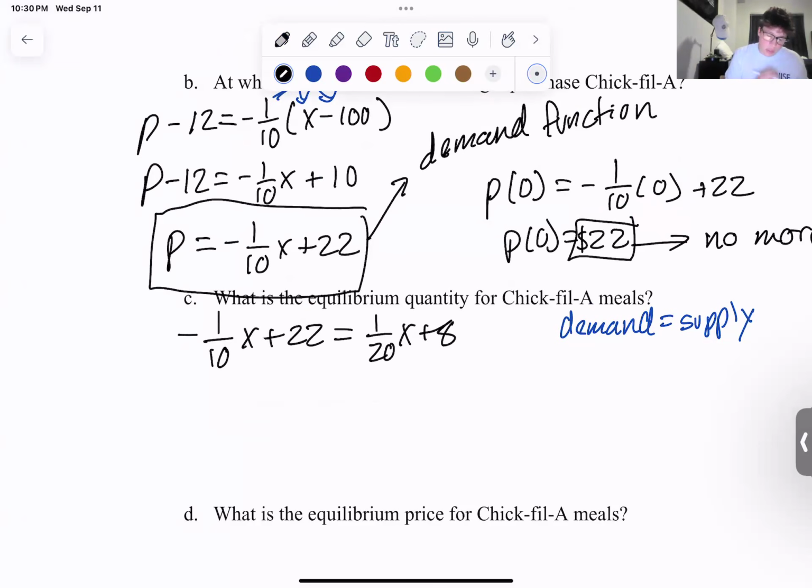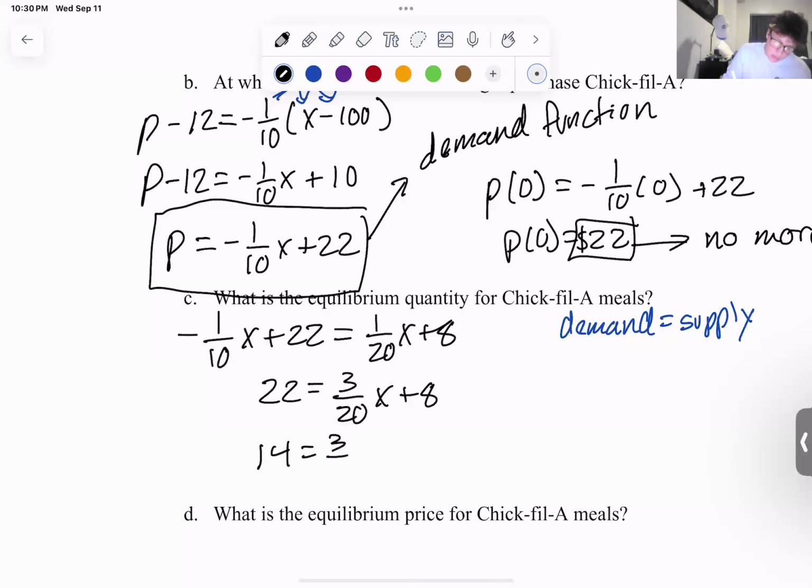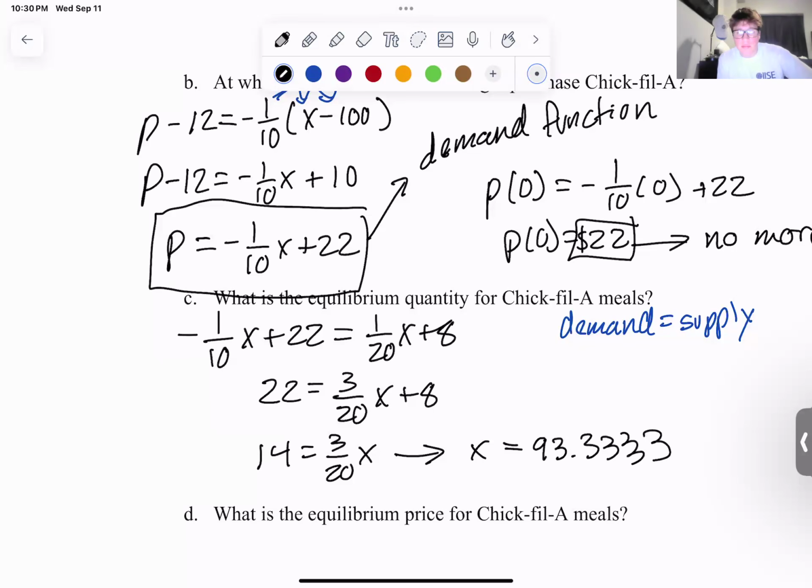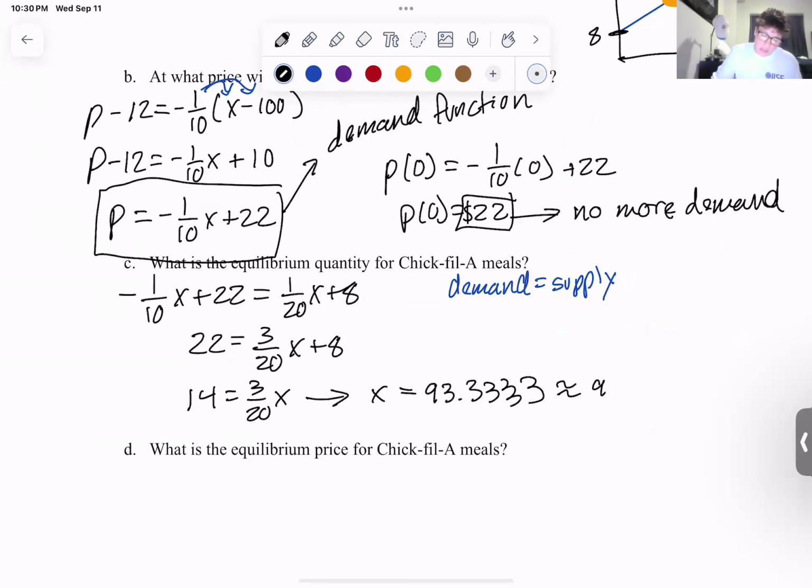So I'm going to bring 1/10 over to the other side. So 22 equals 1/20x plus 1/10x, which is 3/20x, plus 8. I'll bring 8 over to the other side. 14 equals 3/20x. X is going to equal 14 divided by 3/20, which is 93.3333. Now, usually they're going to say round it to the nearest number or something like that. So we're just going to say at approximately 93 meals, we have the equilibrium quantity.